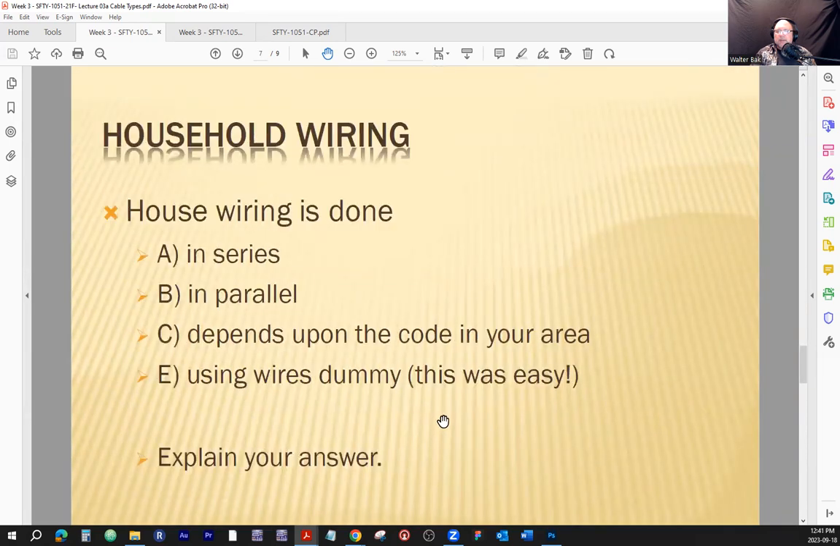Here's a question. Typically, household wiring is done in series or in parallel, depending upon the color, or using a dummy way, the easy way. Any answers of how household wiring would be wired, in series or in parallel? If you have a branch, we got 1B, we got 1A, and the others, we just need C and D.